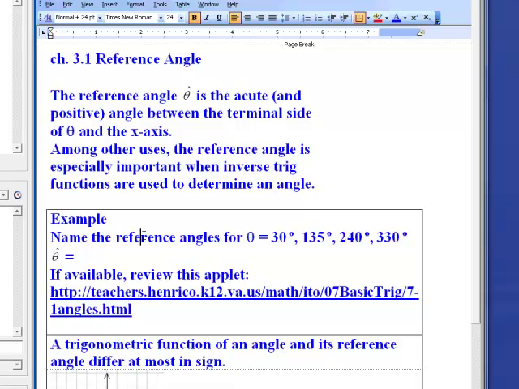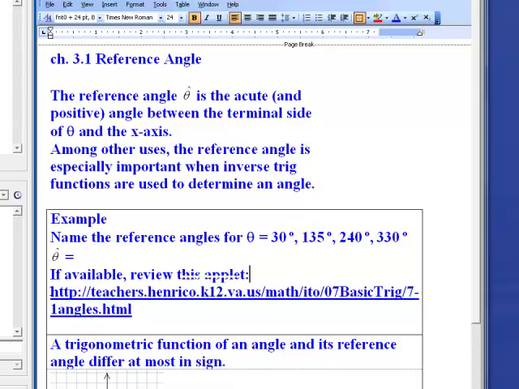As an example, name the reference angles for theta equals 30 degrees, 135 degrees, 240 degrees, and 330 degrees. And we can just quickly look at them and say, okay, 30 degrees, that's 30, of course. This one here will be 45 degrees. This here will be 60 degrees. And this here will be 30 degrees again. Did that off the top of my head because I'm familiar with it.